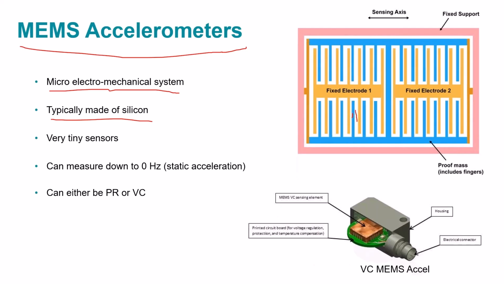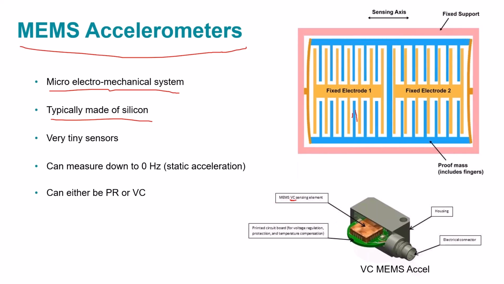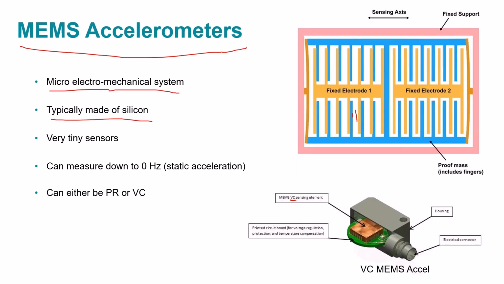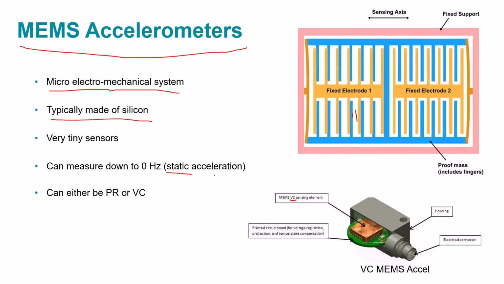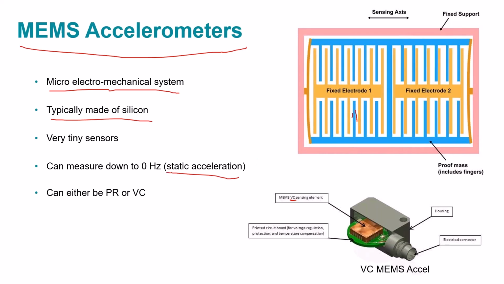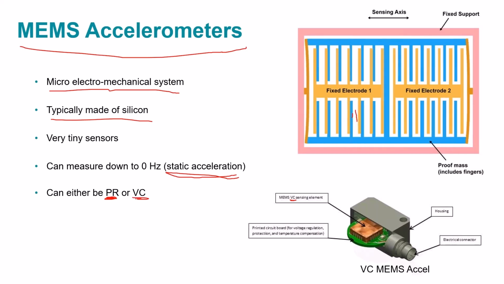So they have a tiny little printed circuit board chip that connects directly to the MEMS, and you'll see it's a VC, for variable capacitance, element. So they're really nice to use if you need really small accelerometers to measure things in really tiny locations. They can also measure static acceleration. That's something, once again, those that are AC coupled cannot. And they can either be PR, those piezo-resistive, or they can be VC, variable capacitance.